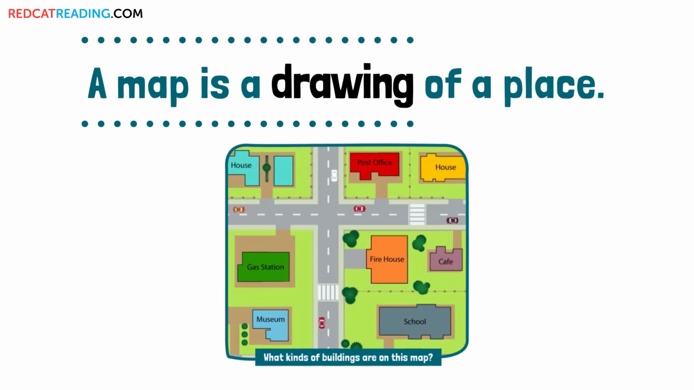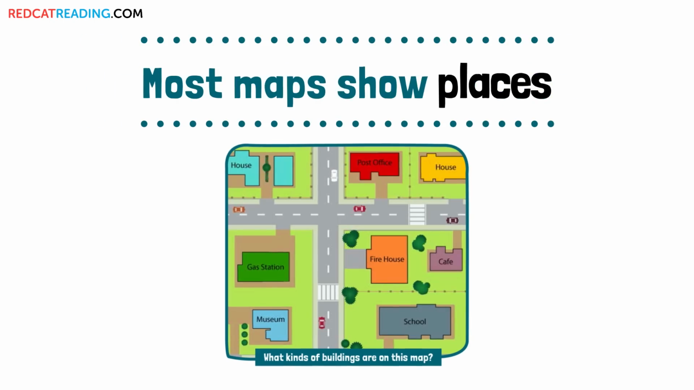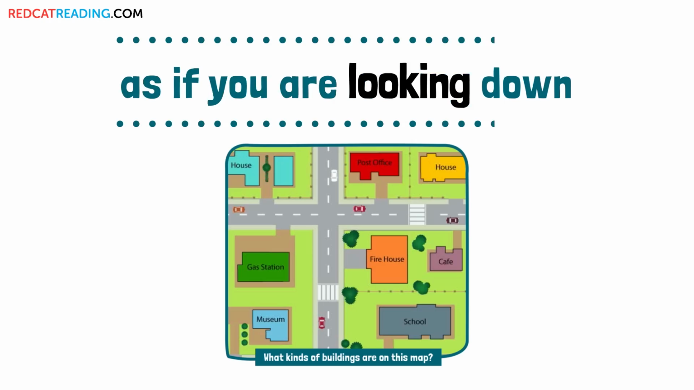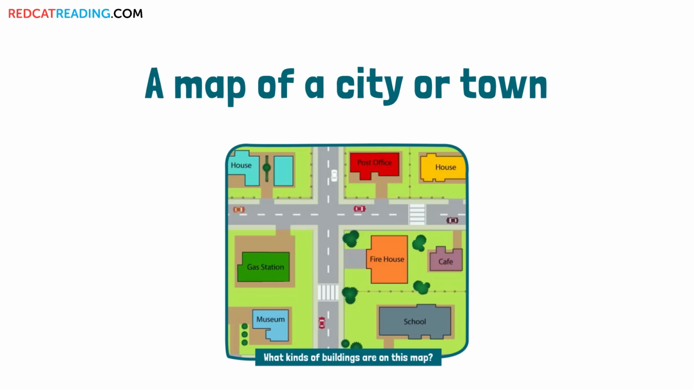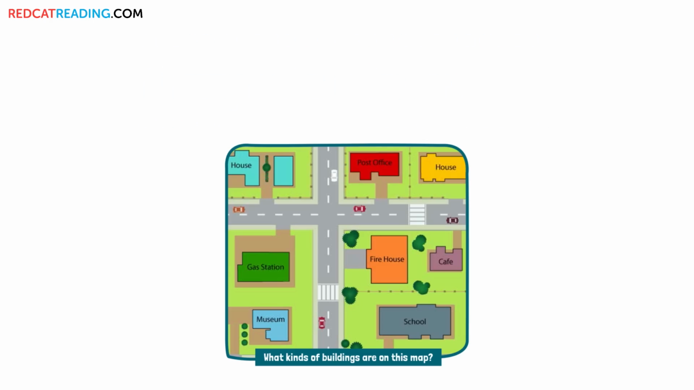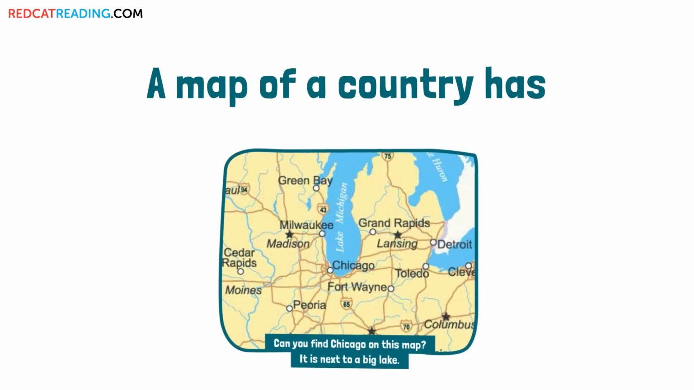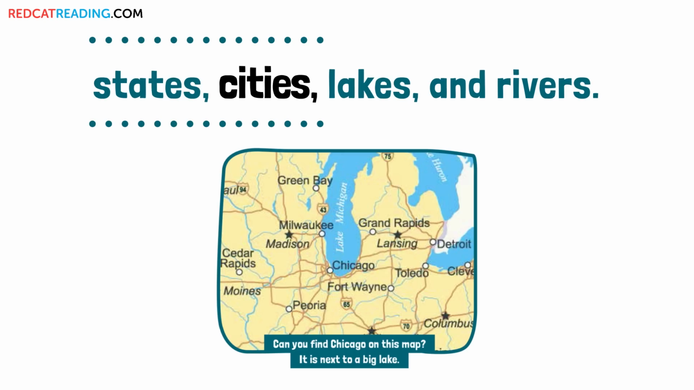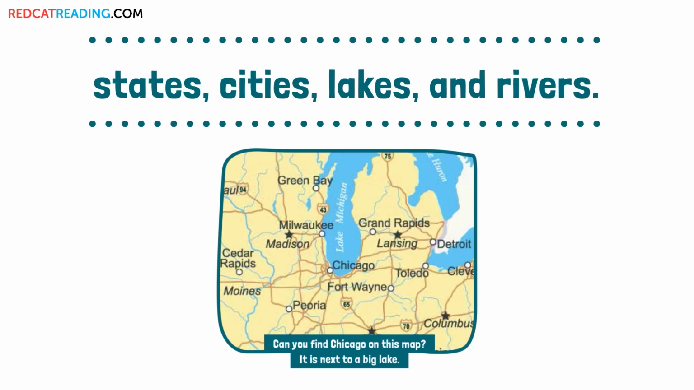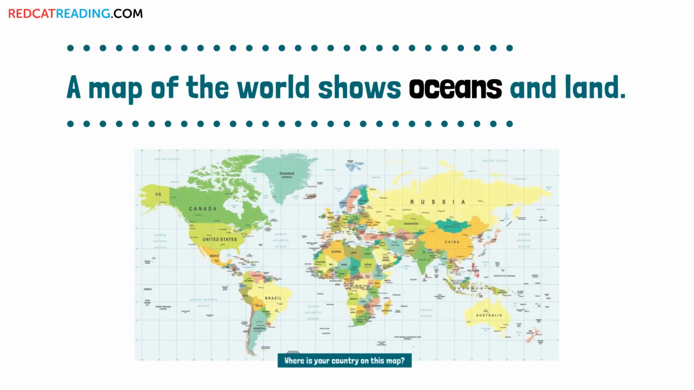A map is a drawing of a place. Most maps show places as if you are looking down from an airplane. A map of a city or town has streets and buildings. A map of a country has states, cities, lakes, and rivers. A map of the world shows oceans and land.